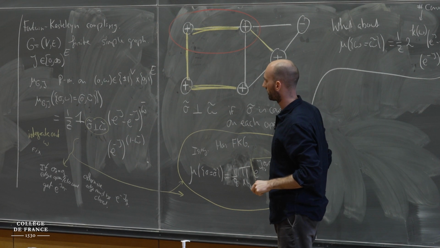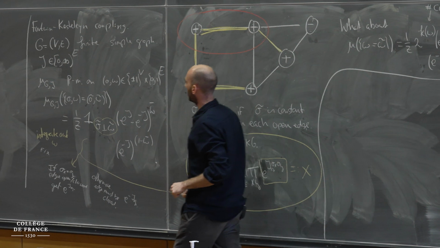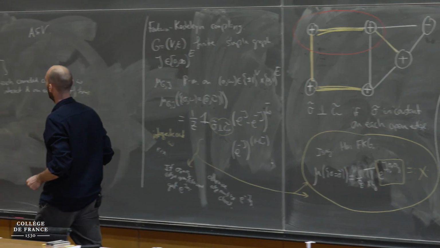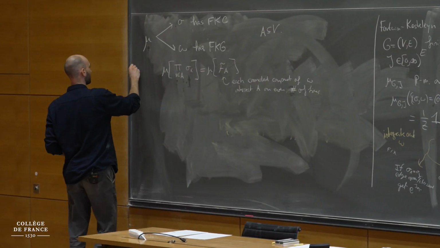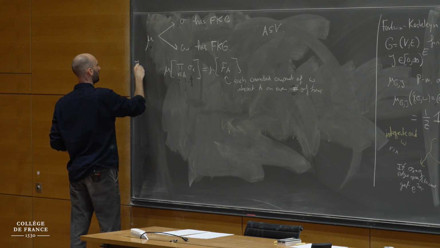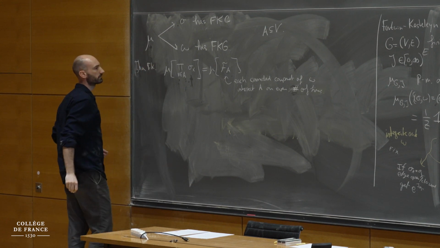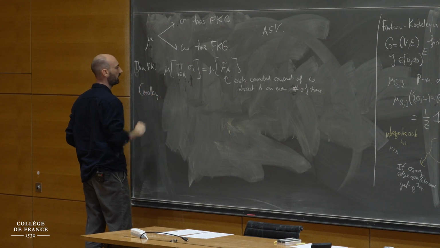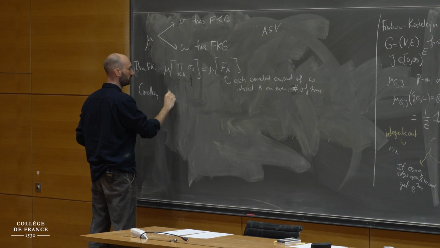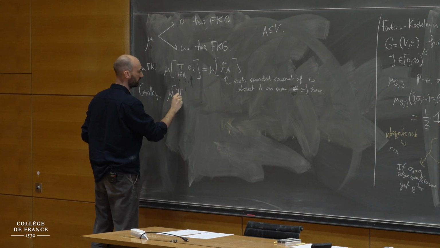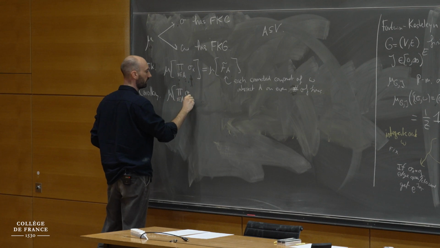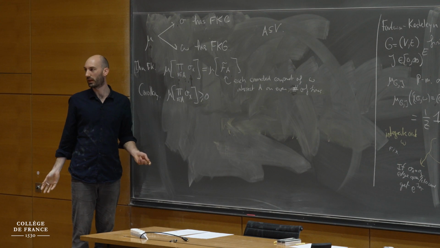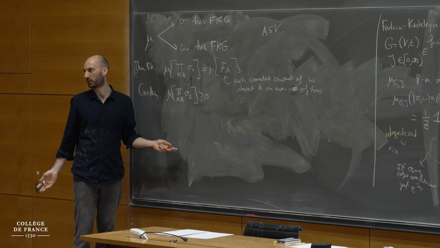Okay? So this is really one of the key advantages of this Fortuin-Kasteleyn coupling. So this is again a theorem due to Fortuin-Kasteleyn. And of course we have the following corollary. Well, this correlation function is non-negative. Why is it non-negative? Well, it's the probability of some event of another measure.